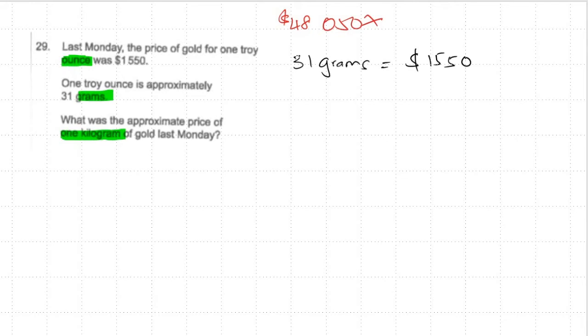And now it's asking about kilogram. If I know 1 ounce is 31 gram, and 31 gram also costs about $1,550, I can just do my division. I want to know 1 gram is how many. It's this one times this one divided by this one. So it's 1550 divided by 31.